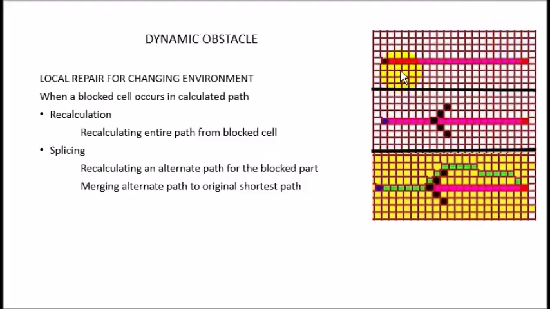Here we have an example. First we initially calculate the shortest distance from source to goal. Say our vehicle reaches up to this cell and an obstacle appears, so we do recalculation. Though splicing is a better algorithm, we use recalculation. So when it detects the obstacle in its path, it stops at that point and recalculates the shortest path from this position towards the goal, which is shown in green here.